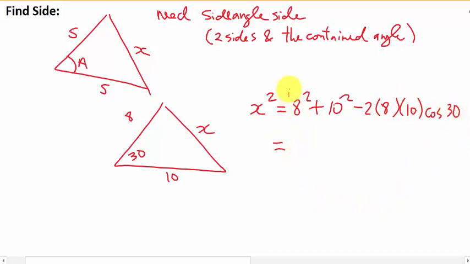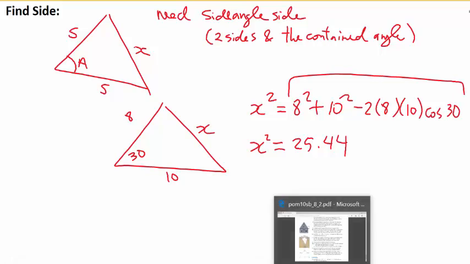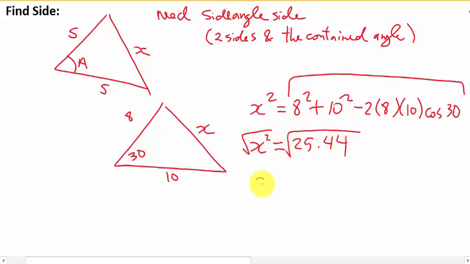Now notice that right here I only have numbers. So if you only have numbers, you can type that whole thing into your calculator and get an answer. Don't square root it yet. So x squared is equal to approximately 25.44. What do we do with that now? Square root that. So square root both sides. So x is equal to.